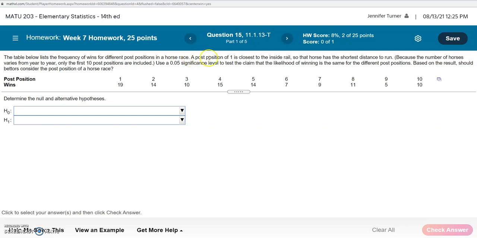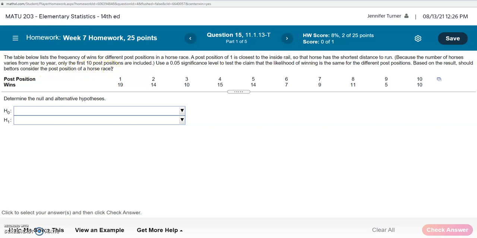horse for that race. A post position of 1 is closest to the inside rail, so that horse has the shortest distance to run. Because the number of horses varies from year to year, only the first 10 post positions are included. Use a 0.05 significance level to test the claim that the likelihood of winning is the same for the different post positions. Based on the results, should bettors consider the post position of a horse race?